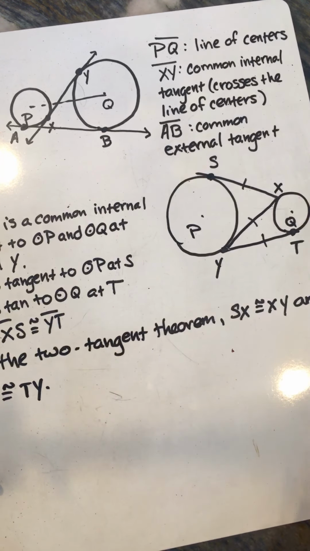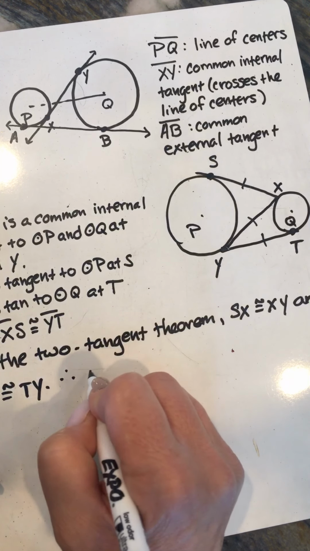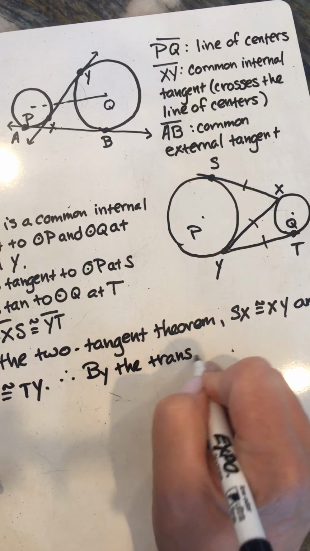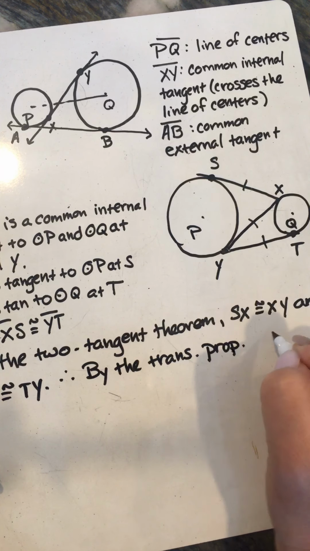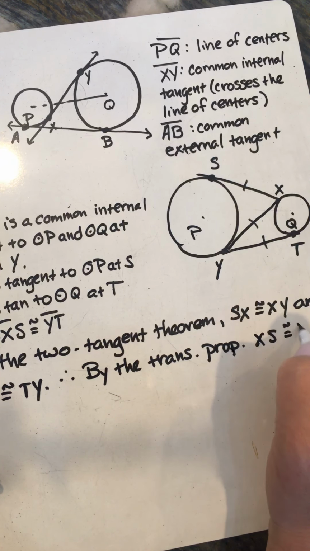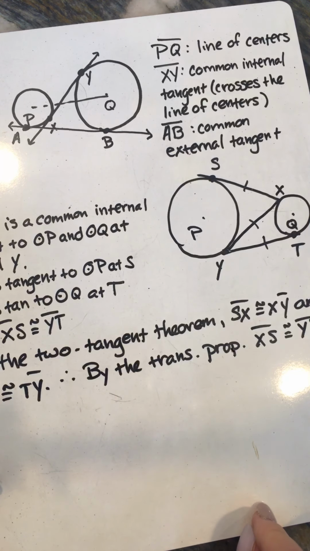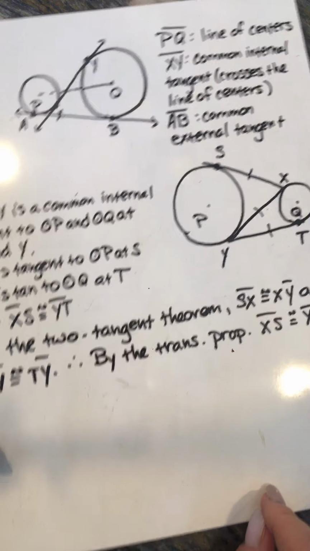Oh, well, we got this in the bag now. Therefore, by the transitive property, XS is congruent to YT. Great, that was easy peasy.